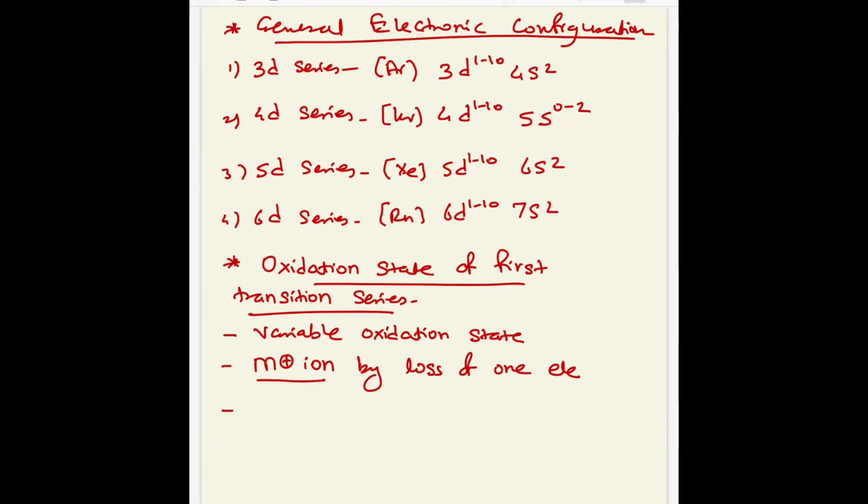Okay, M plus ion is formed by loss of one electron from the 4s orbital. In case of M plus 2 ion, they lose 2 electrons from 4s. Similarly, they can form M plus 3 and M plus 4 by losing 4s and 3d electrons.